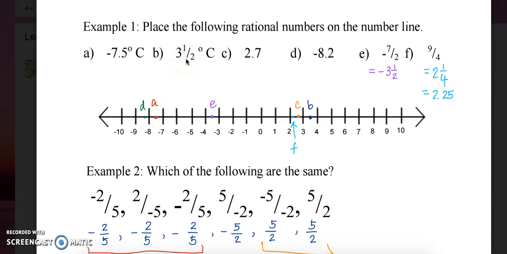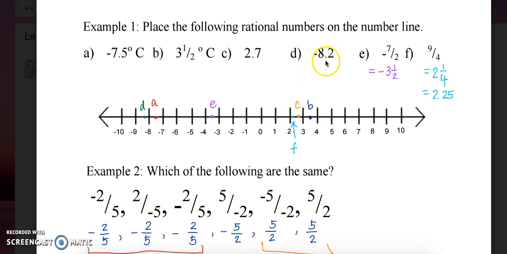B, 3.5 degrees Celsius. This is positive, so let's go to 3. 3.5 is slightly greater than 3, so halfway between 3 and 4. C, 2.7. Go to the right. 1, 2. 0.7 is closer to 3 than 2, so you'll end up somewhere here.